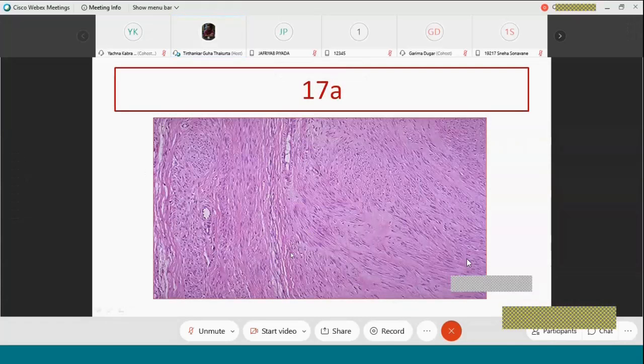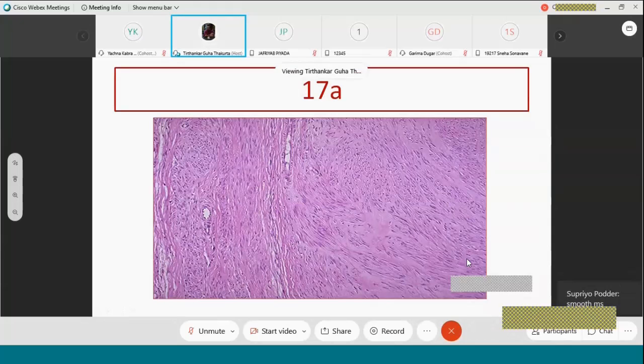Can you identify the tissue, not the tumor? What is the basic tissue that you are seeing here? Very good. These are smooth muscles. So if it is a tumor in which you have got only smooth muscles, so it's a smooth muscle tumor, what will be the name of this tumor? Leiomyoma. Do not write uterus, because we have no structure here to support the diagnosis of uterus. So this is leiomyoma.